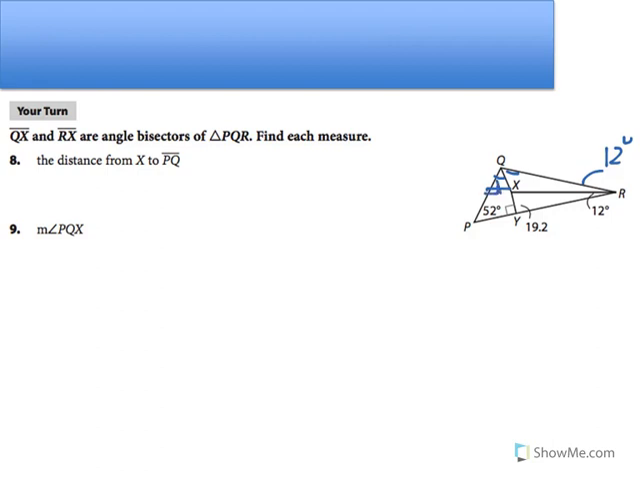That's an angle bisector, and we can draw another angle bisector there. Then this is an angle bisector. These two are congruent, and then that's an angle bisector. These two are congruent. So by the transitive property, the distance from X to P is 19.2. Okay, let's go on to our next one, number 9.